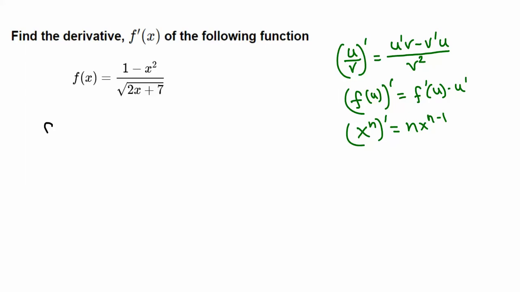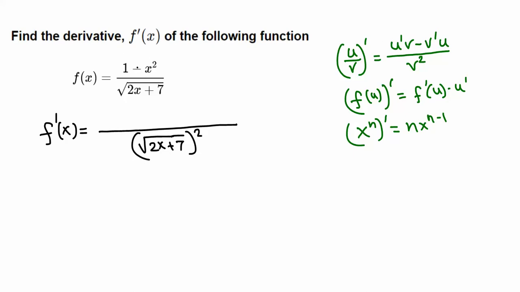By the quotient rule, the derivative is like (u/v)'. On the bottom, v squared means the bottom is squared, the square root of 2x plus 7 squared, and the square and square root cancel. By the way, only 2x plus 7 remains on the bottom. On the top, u prime times v.